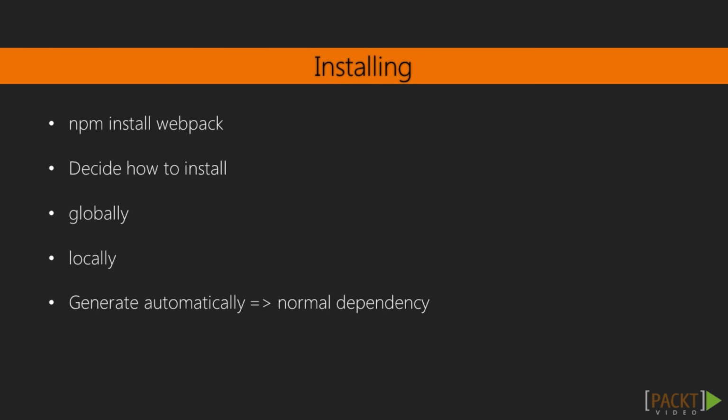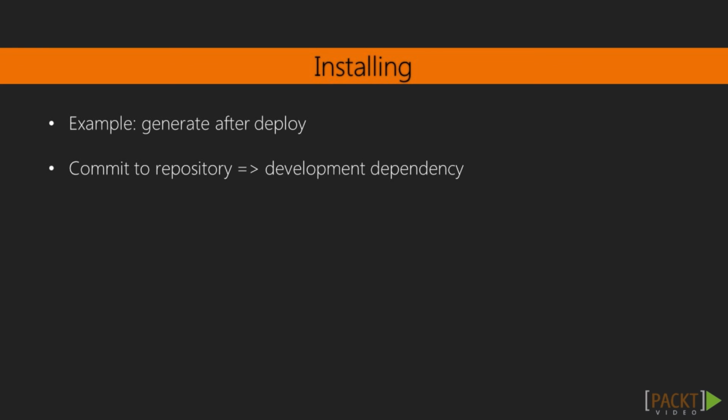Webpack can be installed through npm with the npm install command. Depending on your project, you will have to decide how you want to install it. You could install it globally on your machine. You could install it as a dependency. If you want to generate your assets automatically, you will want to install it as a normal dependency. An example would be generating assets after your application is deployed and all dependencies are installed.